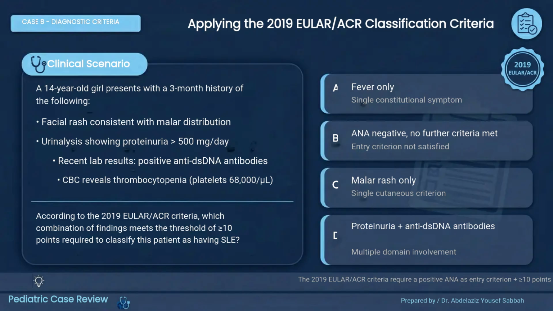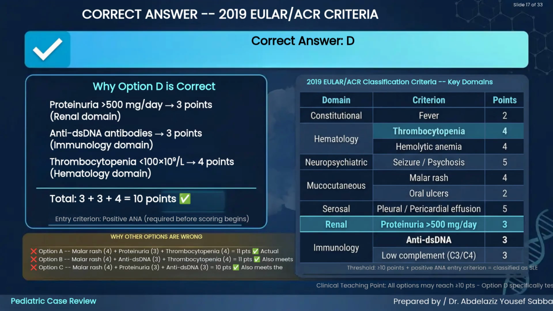Option A, fever only. Option B, antinuclear antibody negative, no further criteria met. Option C, malar rash only. Option D, proteinuria plus anti-double-stranded deoxyribonucleic acid antibodies plus thrombocytopenia. The correct answer is option D, proteinuria plus anti-double-stranded deoxyribonucleic acid antibodies plus thrombocytopenia.